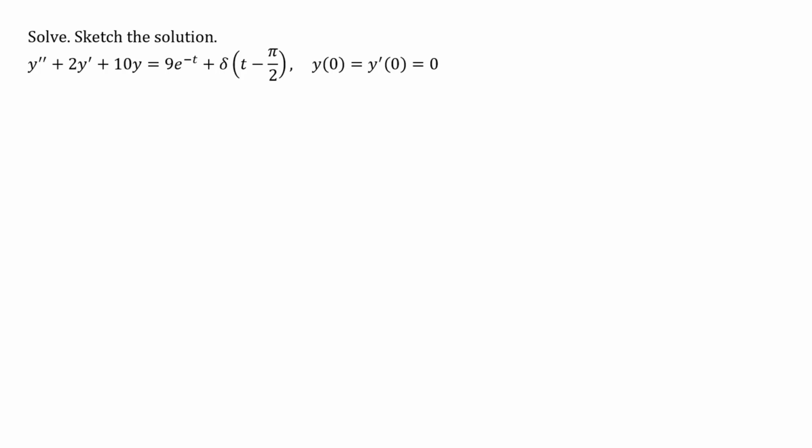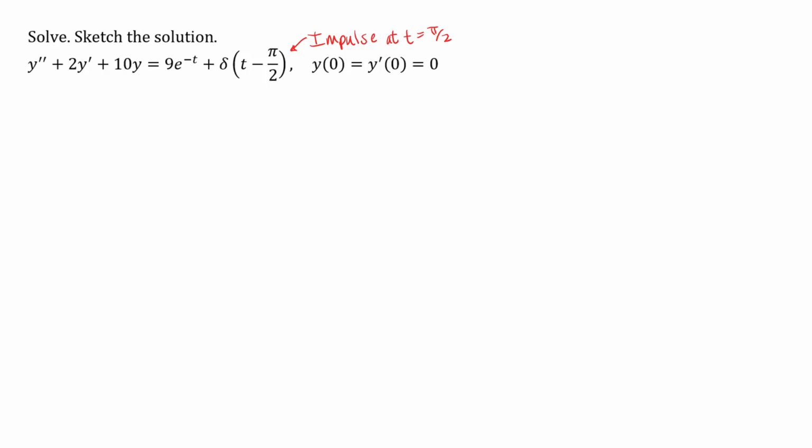negative t. So that would be a force that would be 9 at t equals 0 and then decrease exponentially approaching 0. But also we have an impulse at t equals pi over 2. So large magnitude, short duration is what that function models.